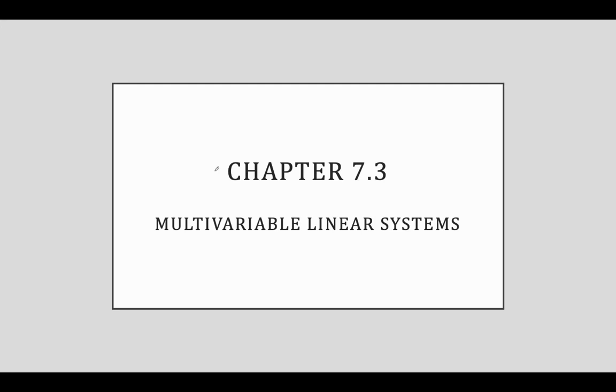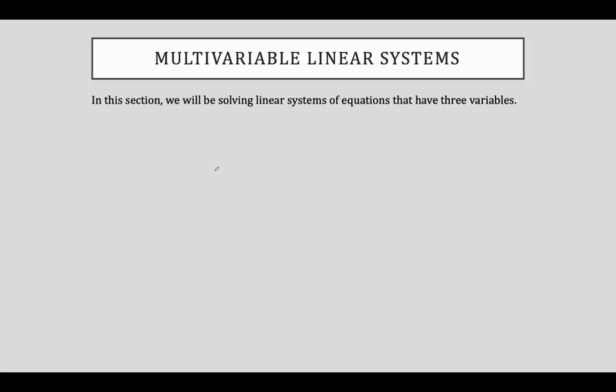Moving into chapter 7.3, we begin to study multivariable linear systems. So far, we have studied systems of equations that involved a maximum of two variables. Here, we are going to look at solving linear systems of equations that have three variables or three unknowns.